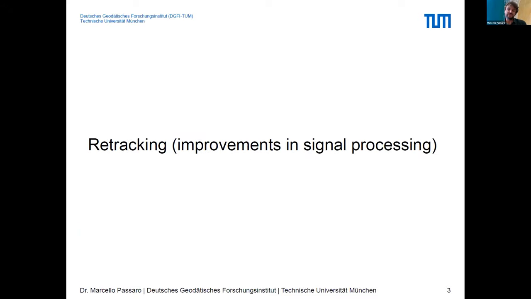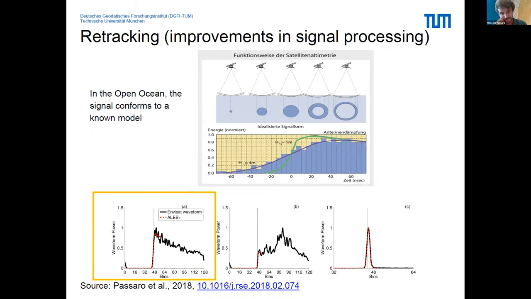So the first kind of improvement I'd like to mention is the improvement in signal processing, in particular in fitting the signal that we receive, which is a procedure called retracking. This made available observations that were actually collected 20 years ago, but were never used at the coast. Now we can try to understand what was collected.